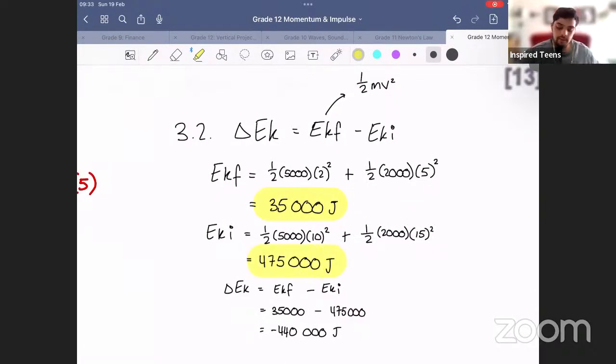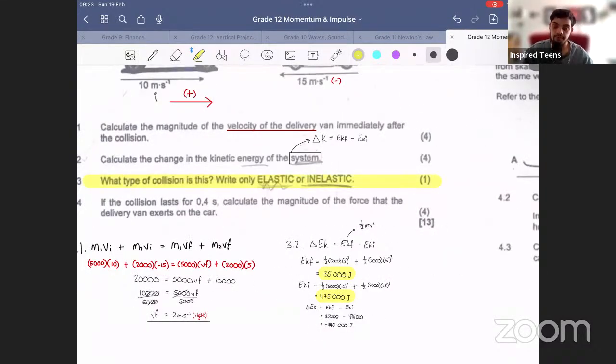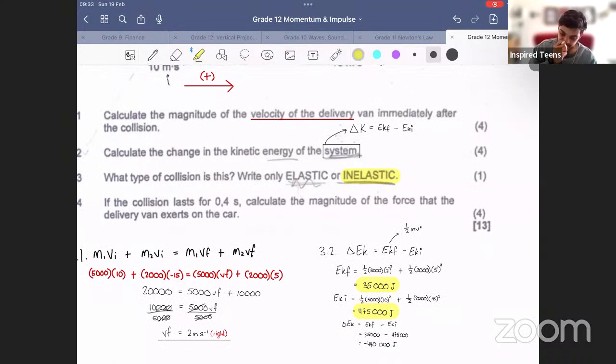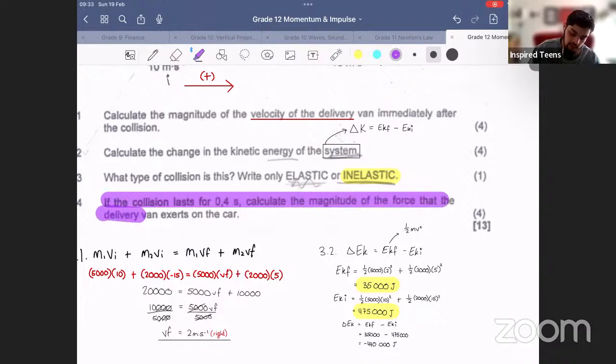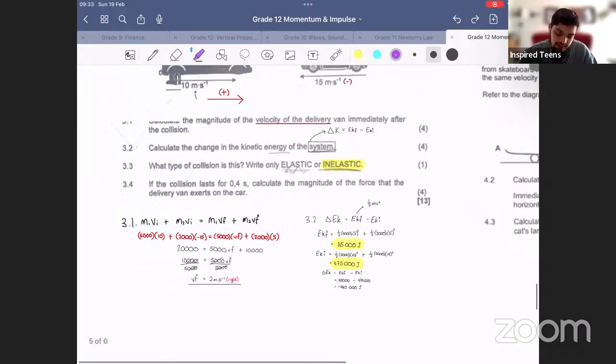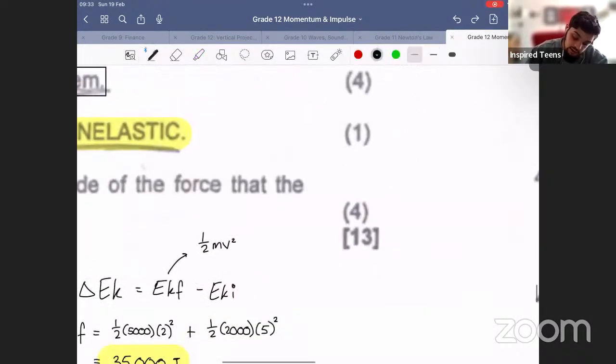Now, sometimes they could ask this question and it would be for 3 or 4 marks. Okay, you would have to do the calculation yourself. In this case, it's inelastic, and they say write only that. Let's just write the reason here: the sum of EK before is not equal to the sum of EK after.